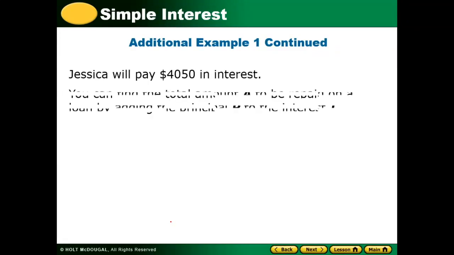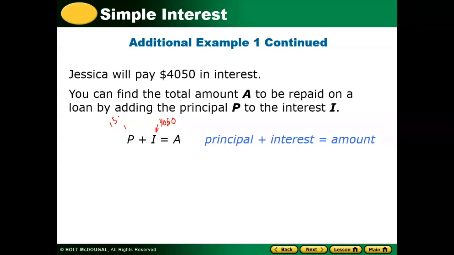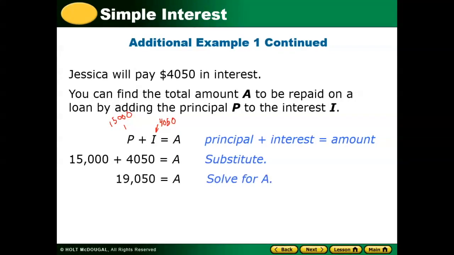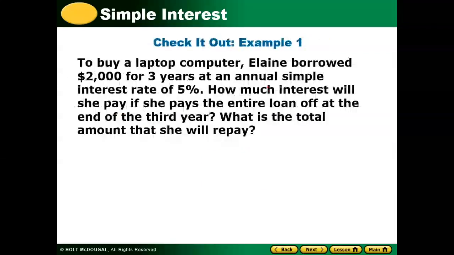So now, just because we didn't have room on that slide, we're going to figure out the amount that she has to repay as well. So we know to find our amount, we have to take our principal plus our interest. We just calculated our interest in the last question, which was 4,050. And we also know that the original principal amount that she borrowed was $15,000. So when we add those together, we find that the total amount that was repaid on this loan was $19,050. So she would repay a total of $19,050 on her loan.